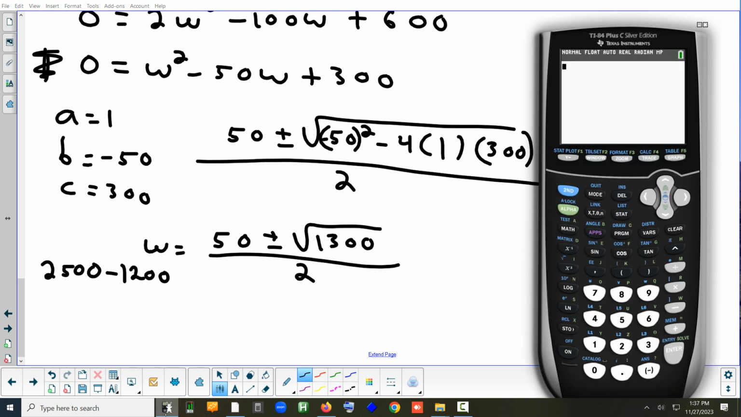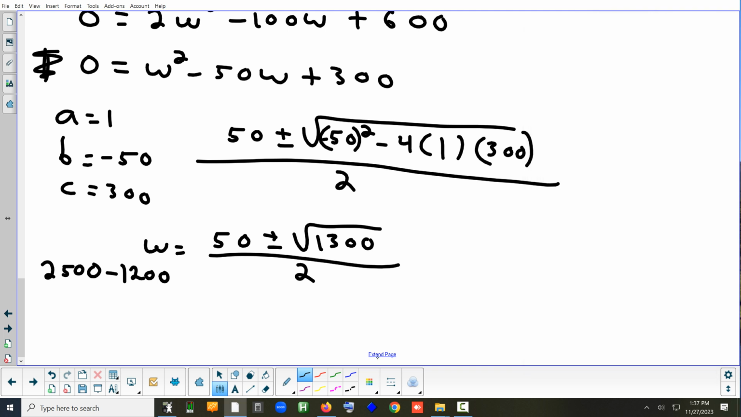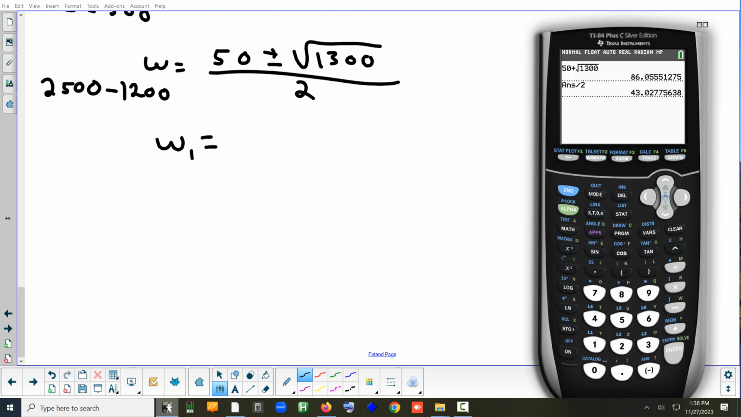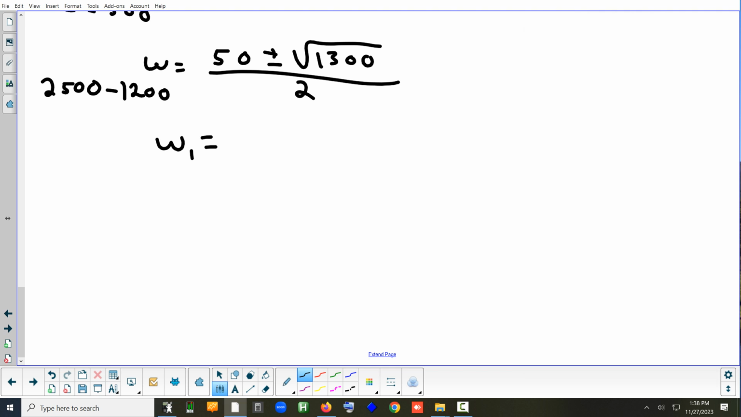Okay, let's round it off. So let's type it in. So 50, I'm going to just do the numerator first, and then divide by 2. So I'm going to get 2 possible answers for the width. That's the plus. 50 plus the square root of 1,300. If someone else can do 50 minus the square root of 1,300 and then divide by 2, I need that answer as well. So let's call the first answer 43.023.